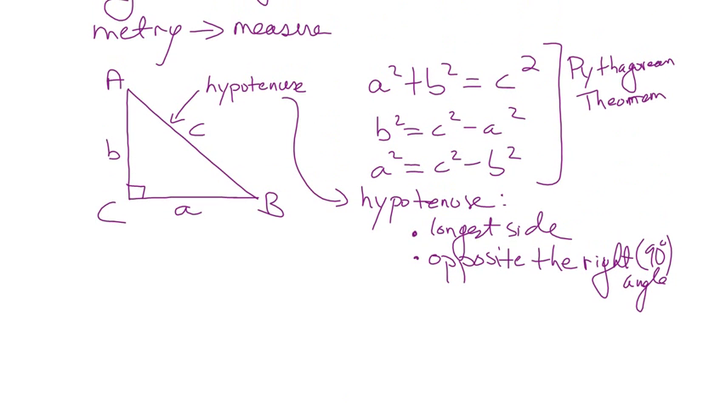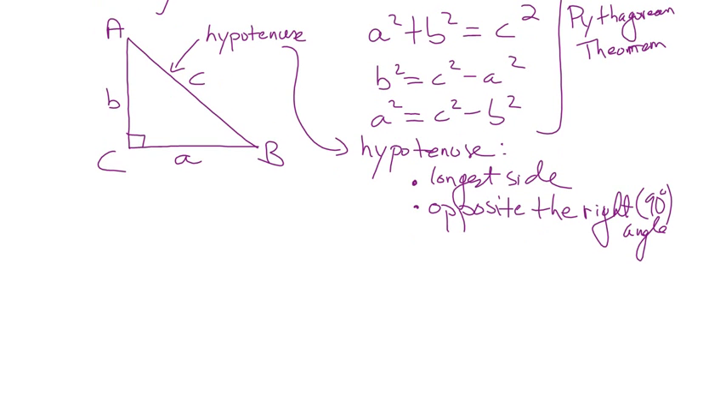But they're in relation to the angles. The hypotenuse is fixed, right? It's always opposite the 90-degree angle. When we are talking about the other sides of the triangle, we use the words opposite and adjacent, but it has to be in relation to a particular angle. So if we're talking about angle A, which side is opposite angle A?